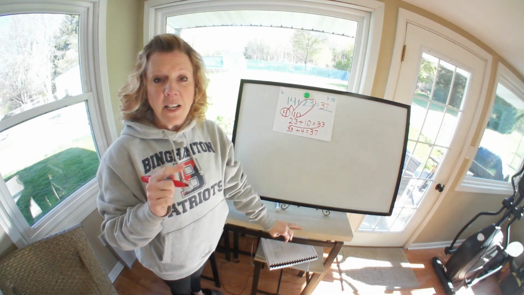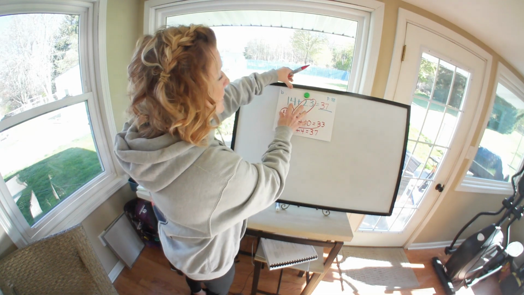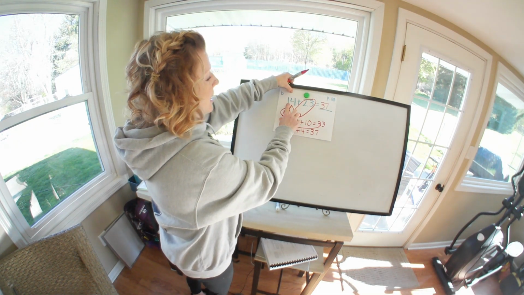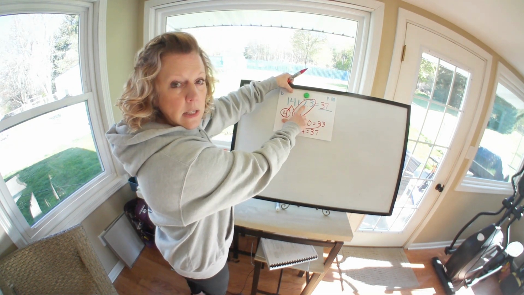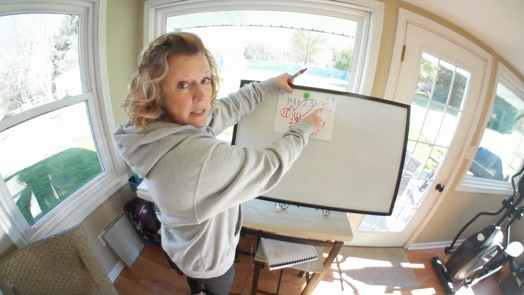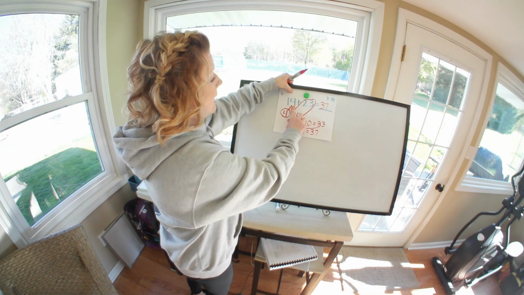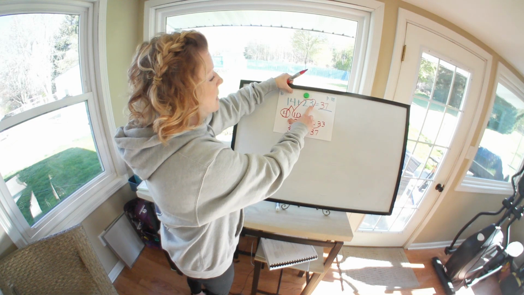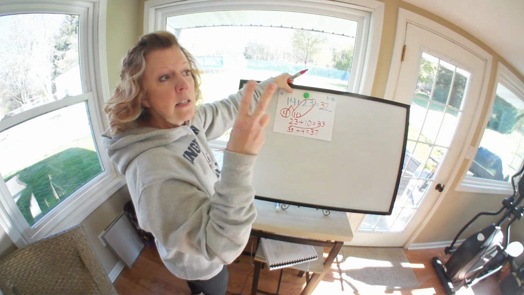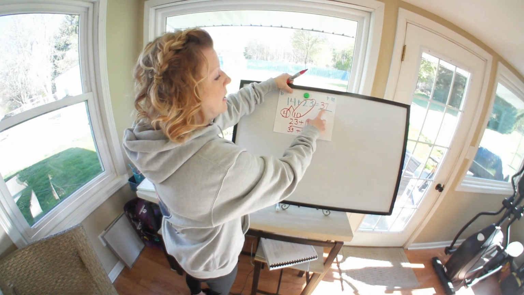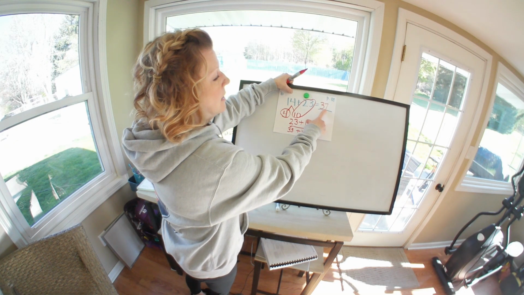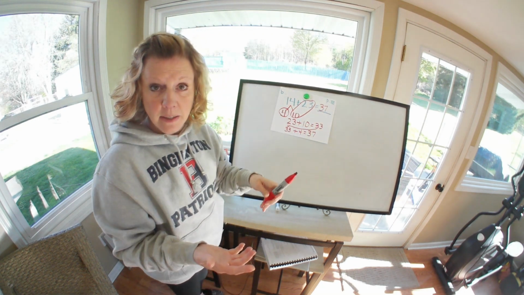Now, here's a way to check it. So in this case, I can say, okay, I had 1 10 and 2 10s, which gives me 3 tens. Now let's take a look at our ones. I have 4 ones plus 3 more ones. 4, 5, 6, 7. That's 7 ones. So 3 tens and 7 ones is 37, and it matches.